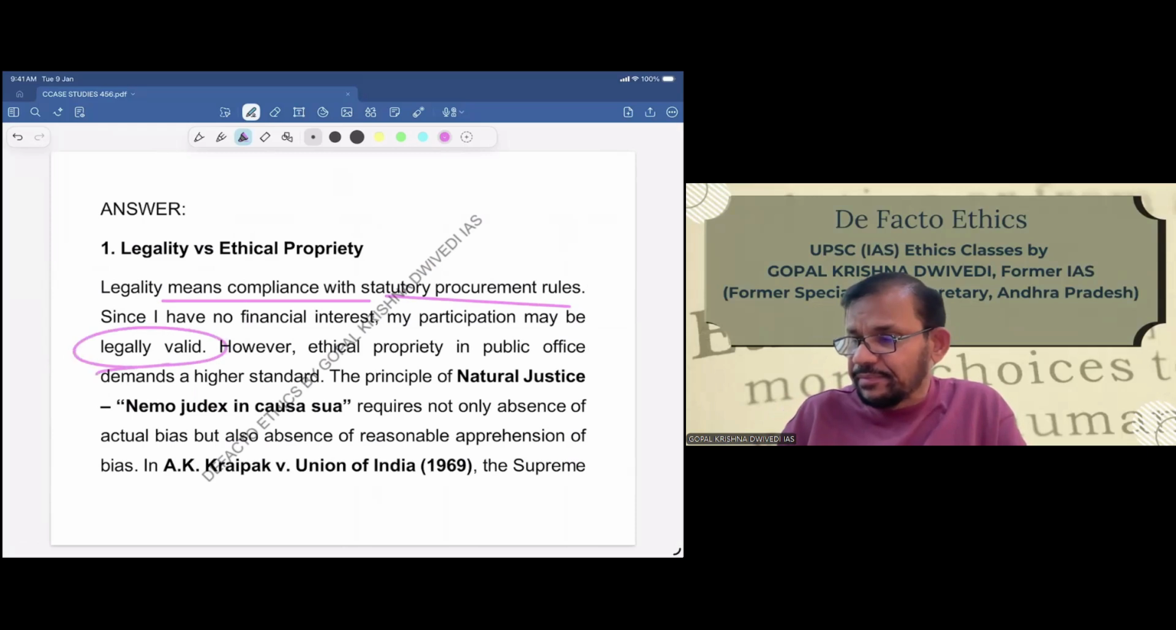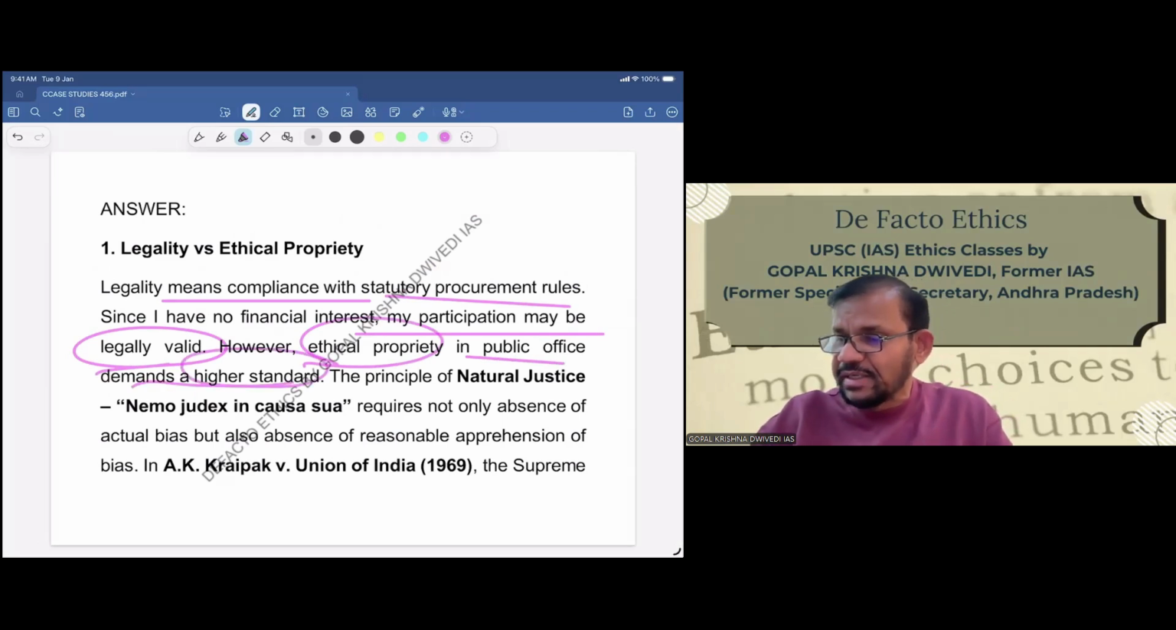This is important, because I have clearly declared that I have no financial interest. So procedurally and legally, participation may be valid. However, ethical propriety in public office demands a higher standard. So basically, what we understand is that the ethical standard should be higher than the legal standard.